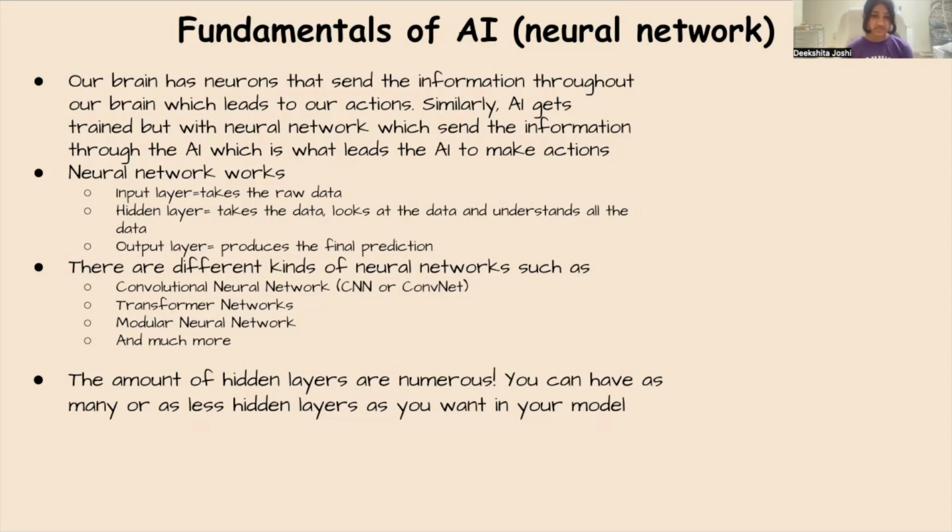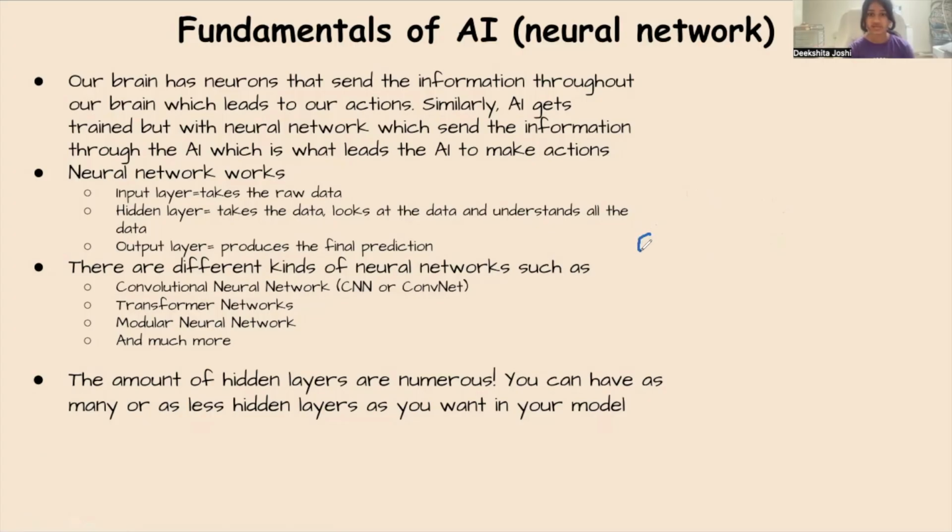There are different kinds of neural networks, such as convolutional neural networks. Short form can be CNN or ConvNet, transformer neural networks, modular neural networks, and much more. Each of these neural networks do so many different things. It's actually kind of crazy to believe, don't you think? And the amount of hidden layers are numerous. You can have as many or as few hidden layers as you want in your model. I'll be showing you an example of what a neural network looks like in a model.